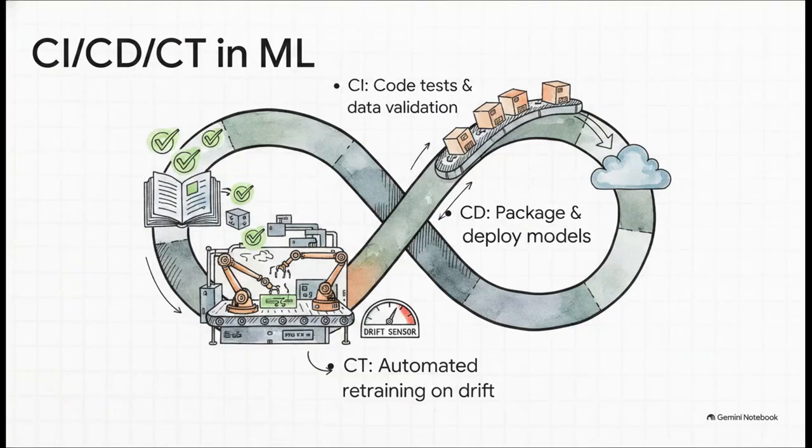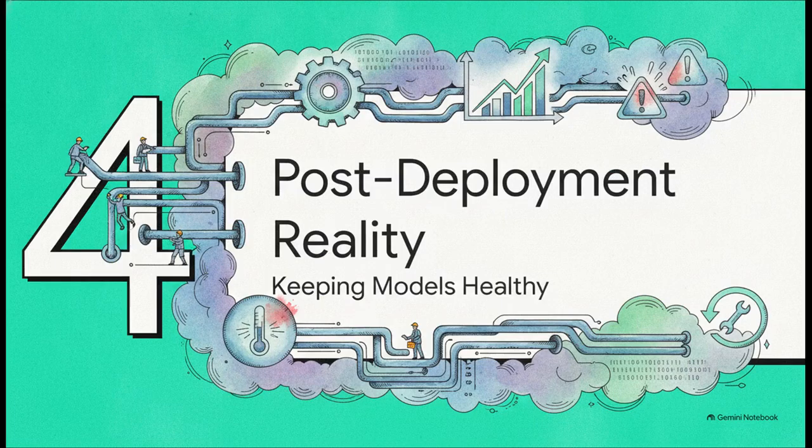We also covered continuous training, or CT. You probably know CI and CD, but this unique CT phase removes human bottlenecks entirely by automatically triggering a retraining cycle the moment your monitoring systems detect data drift or a drop in performance. And that absolute necessity for real-time monitoring leads us perfectly into our main event today. Section 4, the post-deployment reality and keeping models healthy.